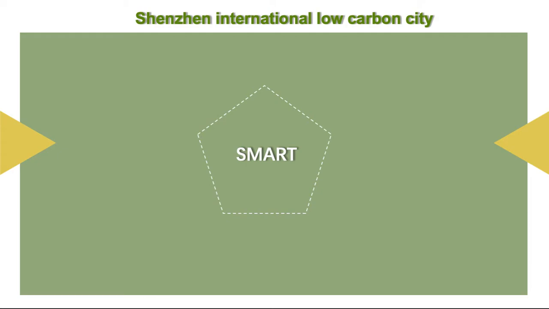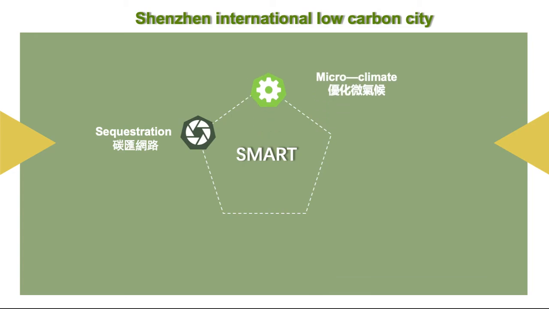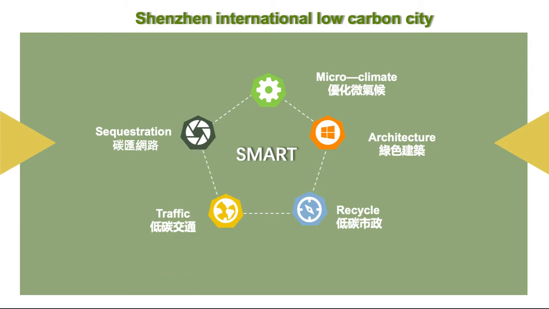This is Shenzhen International Low Carbon City. It is planning to establish a smart low carbon planning and design framework covering 5 Ks. The S means sequestration. The M means microclimate. Then there is the architecture. And R means recycle. And T is traffic.